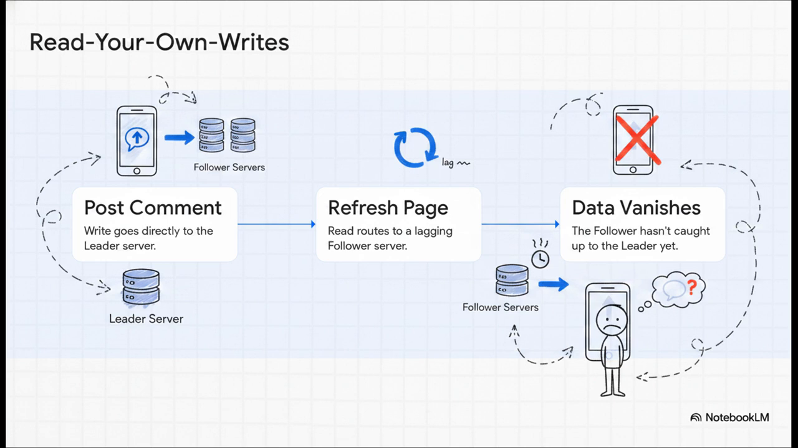Let's say the mayor announces a new law. That's our write to the leader. Some downtown neighborhoods hear about it instantly, but the suburbs, they might not know for another 10 minutes. This lag causes our first major issue, the read-your-own-writes violation.